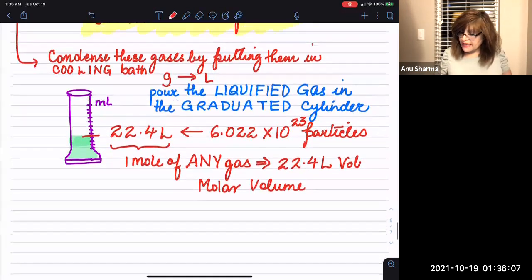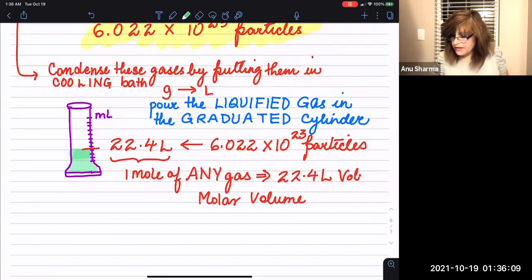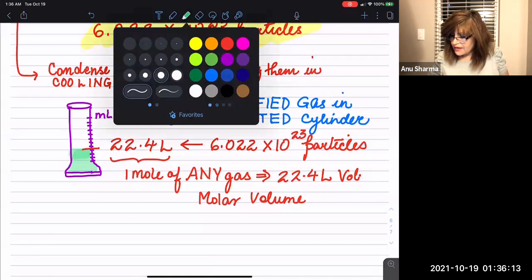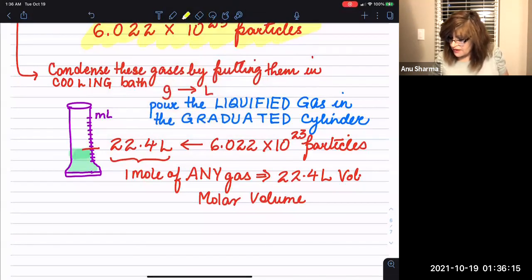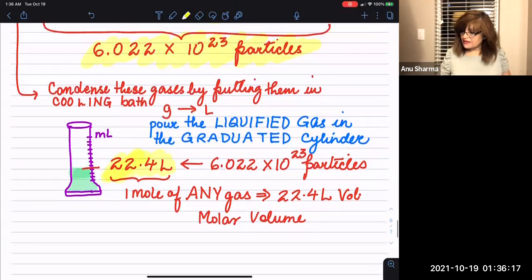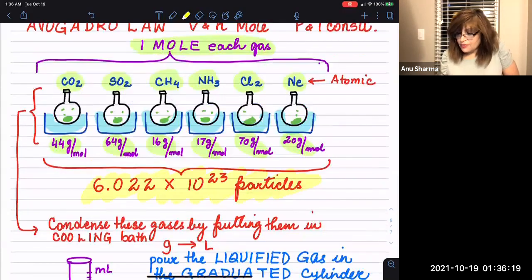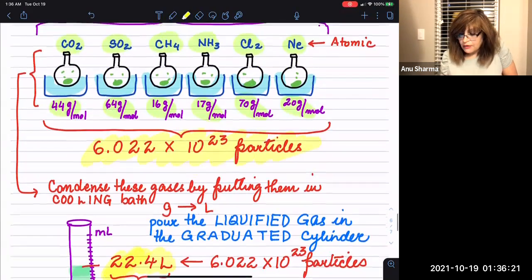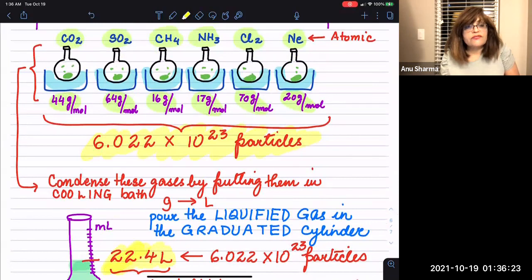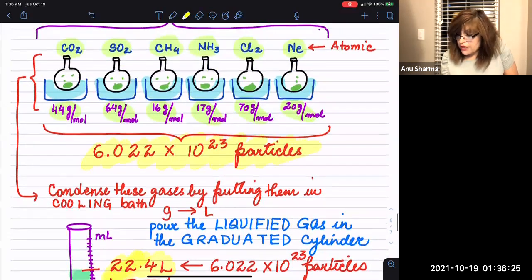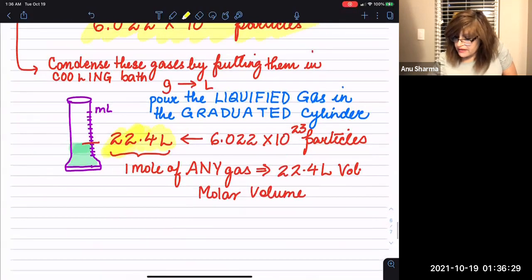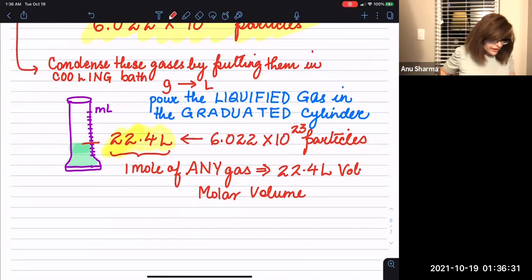So each of these gases occupied the same volume. This is remarkable. It's amazing, just amazing, right? Whether it's carbon dioxide in a liquefied form, sulfur dioxide in liquid form, methane, ammonia, chlorine, or neon, each of them still had the same volume. So this is called a molar volume. Now let's look at these problems.